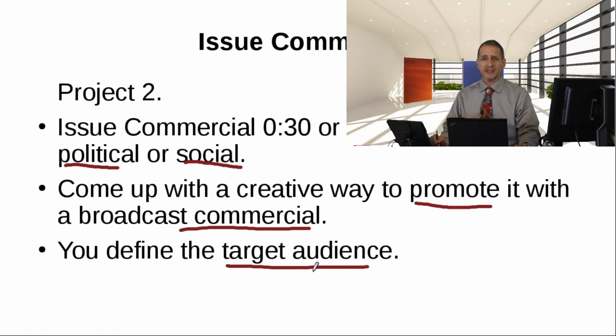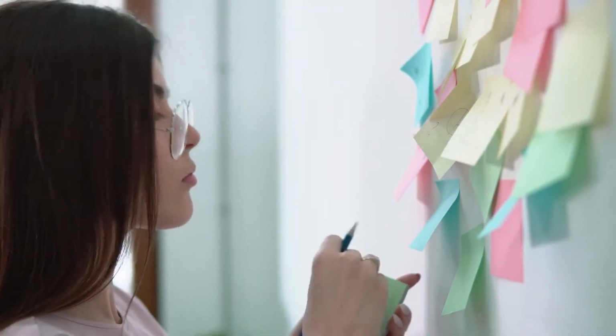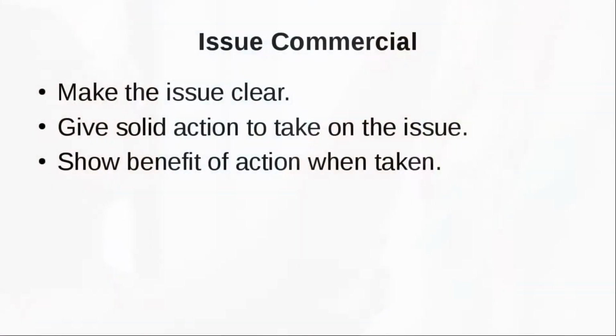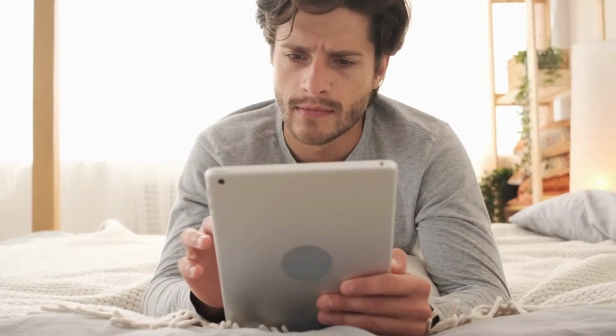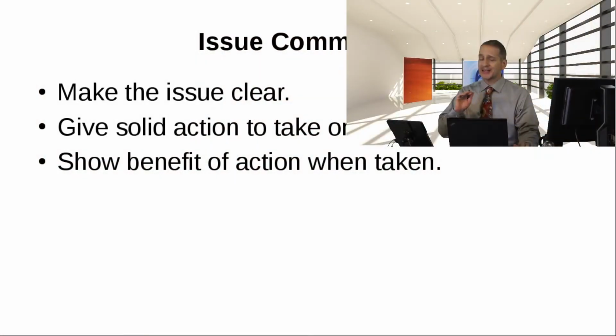So in this case, you want to take a social or political topic and really bring it out. In such a short time, you've got to be clear yourself on what that is, right? It's not an easy thing to do, but you need to clarify it in your own brain. The points to pay attention to when you do this: you need to make the issue very, very clear. I'm sure you've had times when you watch a commercial or a video and you're not really sure what the topic is. That is not an issue commercial like this. You need to make that issue very clear.